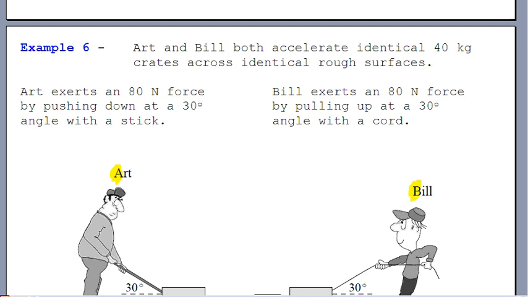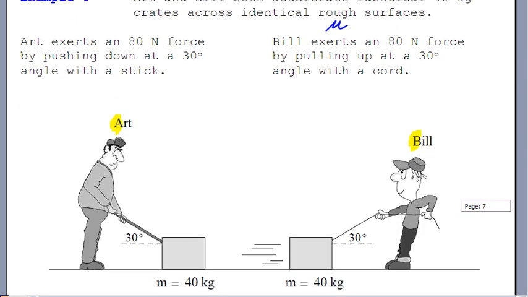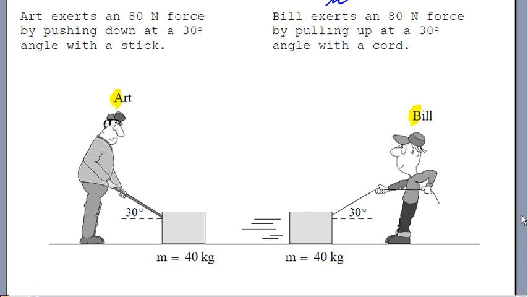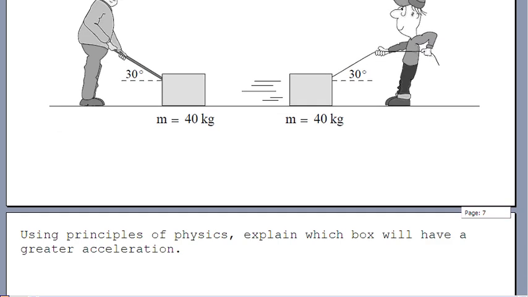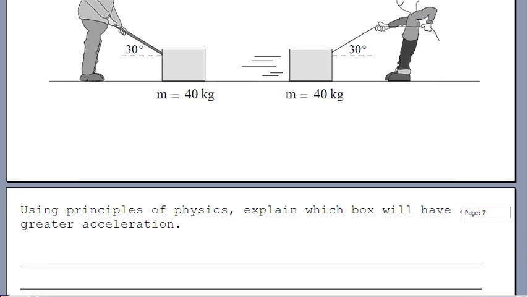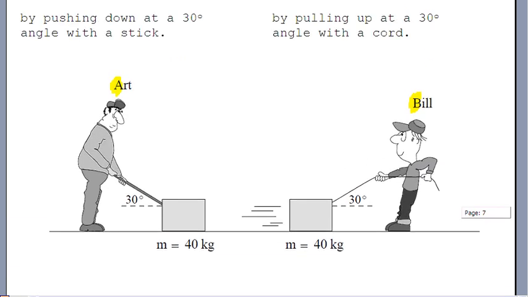Art and Bill both accelerate identical 40 kilogram crates across identical rough surfaces. Okay, there's going to be friction, right? As soon as I see that rough surfaces, I know there's friction. Art exerts an 80 Newton force pushing down at a 30-degree angle with a stick. Bill, also 80 newtons, but up at a 30-degree angle with a cord.